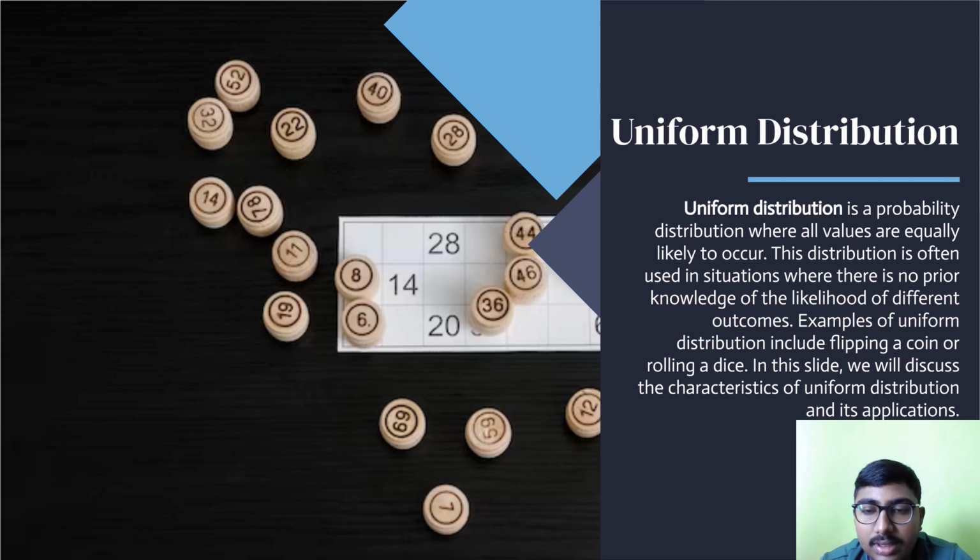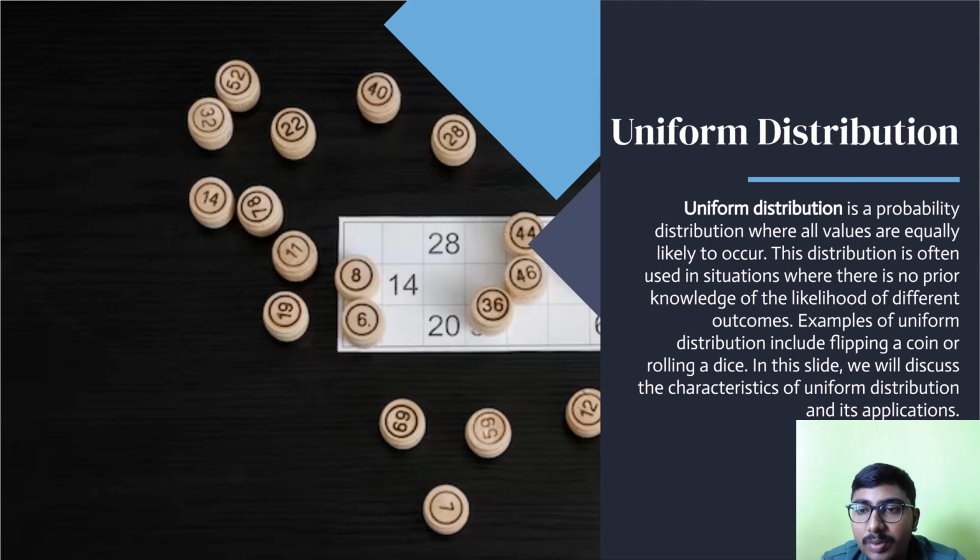Now let's discuss the types of probability distribution. The first type of probability distribution is the uniform distribution. Uniform distribution is a probability distribution where all the values are equally likely to occur. This distribution is often used in situations where there is no prior knowledge of the likelihood of different outcomes. Examples of uniform distribution include flipping a coin or rolling a dice. In this slide, we will discuss the characteristics of uniform distribution and its application.